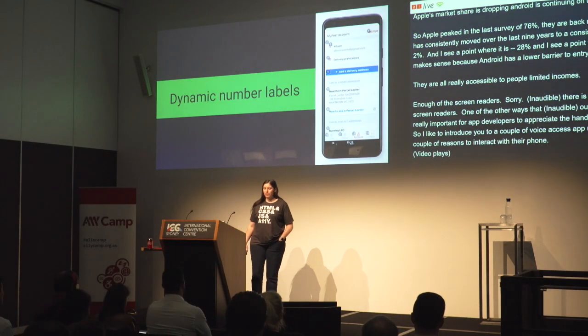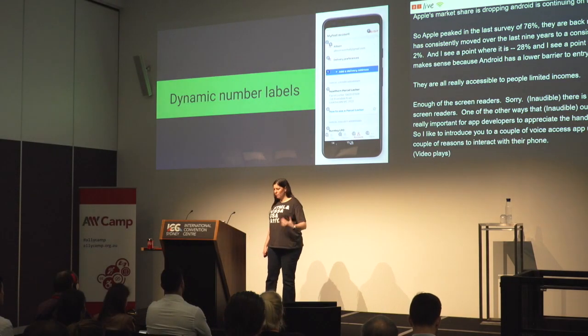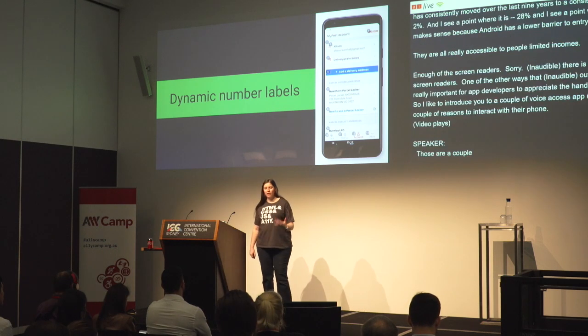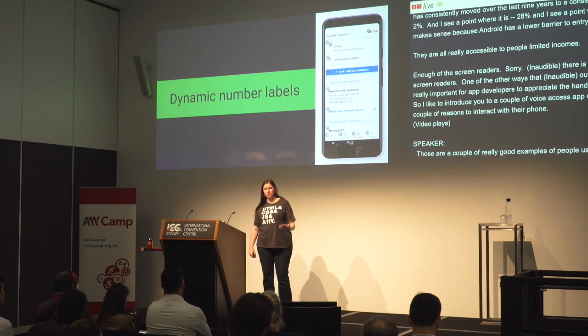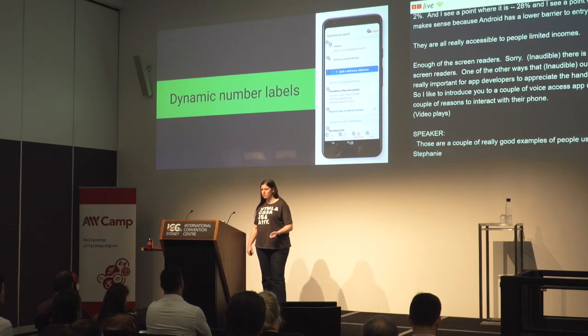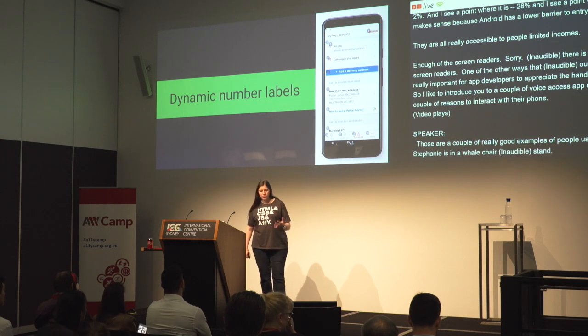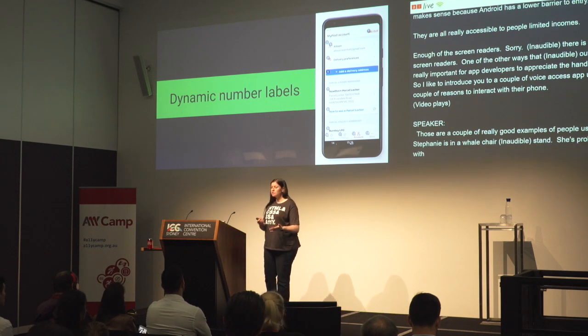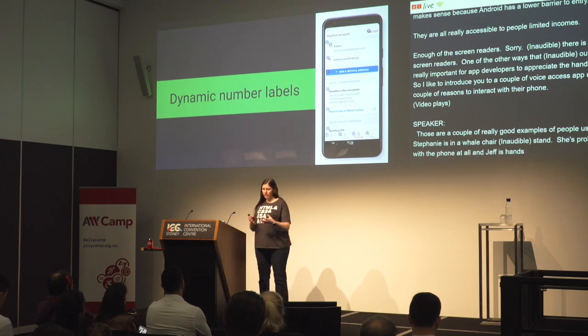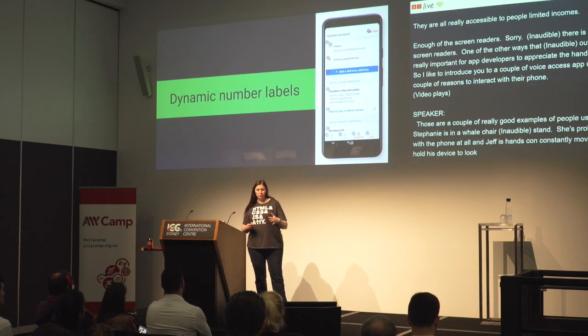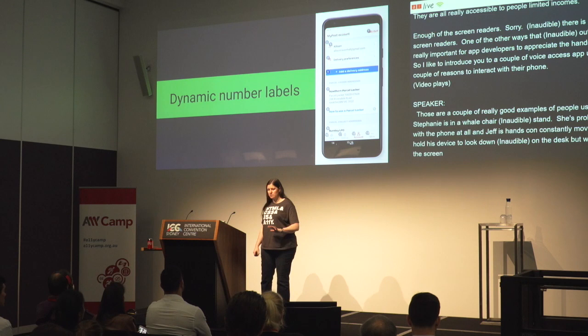So those were a couple of really good examples of people using their devices in a different way. Stephanie, in her wheelchair, had her phone mounted on a stand. She wasn't reaching out and interacting with her phone at all. And Jeff, with his hands constantly in movement with his essential tremor, was able to hold his device or put it down on the desk, but whenever he went to tap a button on the screen, his hands were shaking back and forth, maybe 10 centimeters at a time.